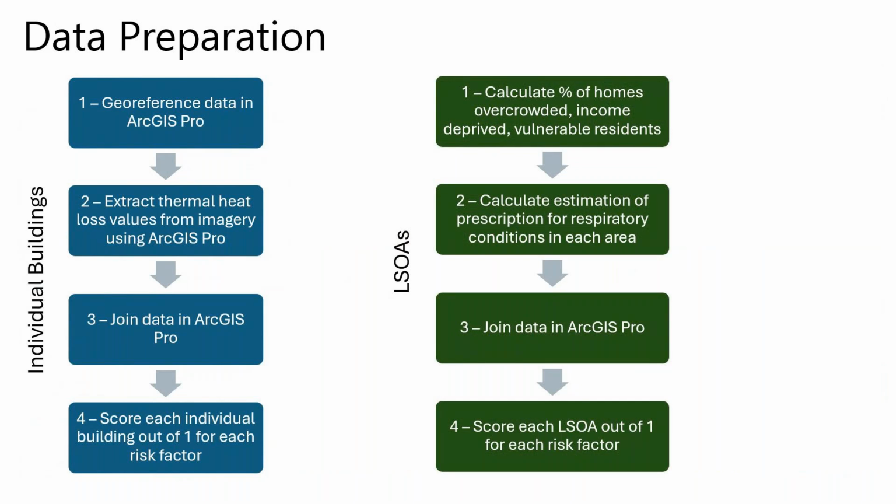And then to calculate the vulnerability at each neighbourhood level, I began by calculating the percentage of homes in each census output area that were either overcrowded or experiencing income deprivation, and the number of elderly and young residents in each area. And I then used the NHS data to calculate a statistical estimation of the percent of residents in each area with existing respiratory conditions. And I then joined this data also together in ArcGIS Pro and scored each census output area out of 1 for both the risk likelihood and the risk impact.